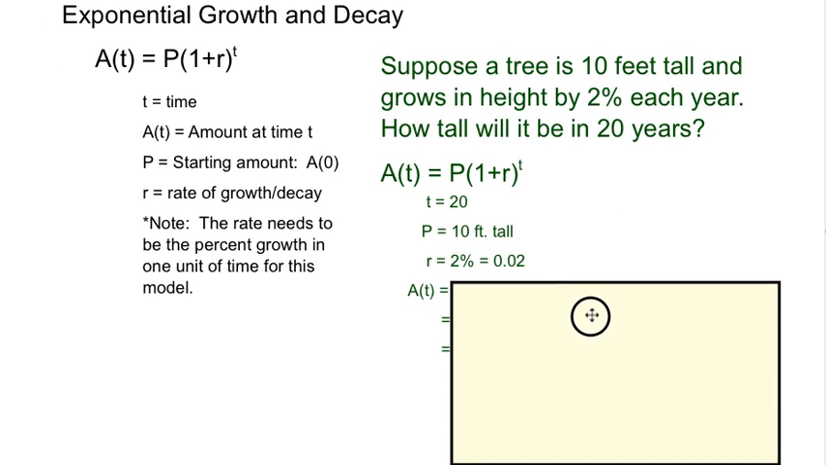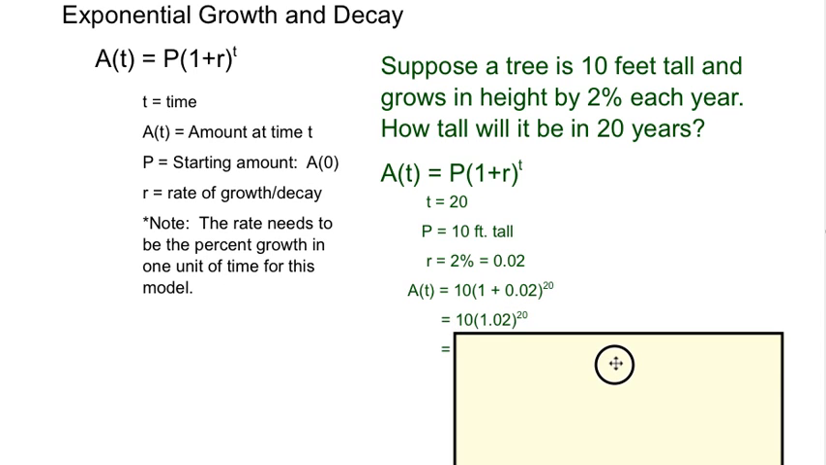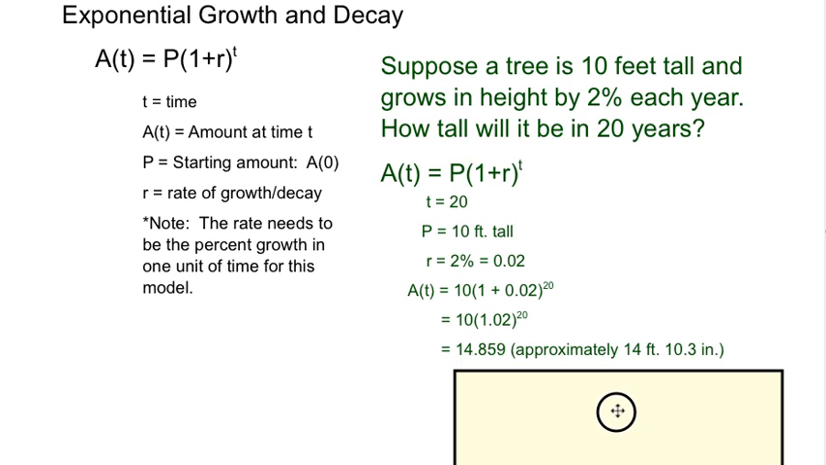So we substitute those values into our model. Starting amount times 1 plus the rate of change to the t power. We simplify by adding inside the parentheses, and then follow our normal operations to simplify, and we get 14.859 feet, which is approximately 14 feet 10.3 inches. So that's just a simple example of how this can be used.